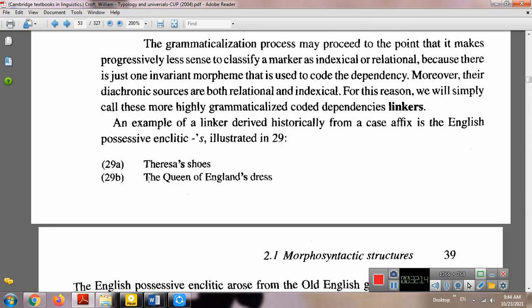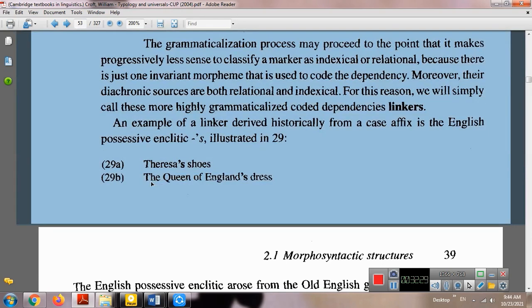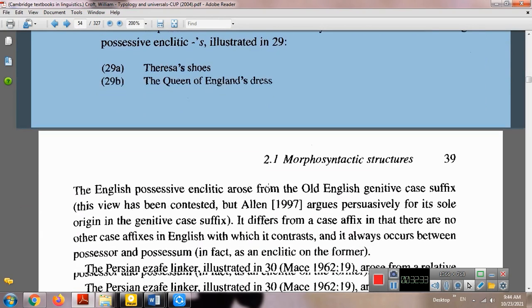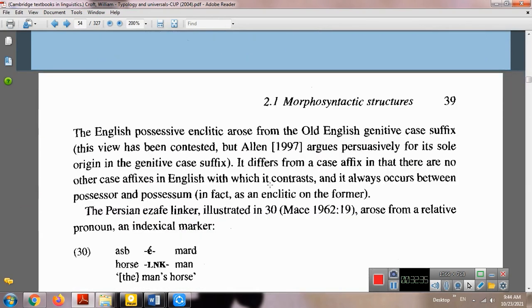An example of a linker derived historically from a case affix is the English possessive enclitic apostrophe s, illustrated in 29. For example, Teresa's shoes, which is a linker. The Queen of England's dress. Here they are the linkers. This apostrophe s is a linker.